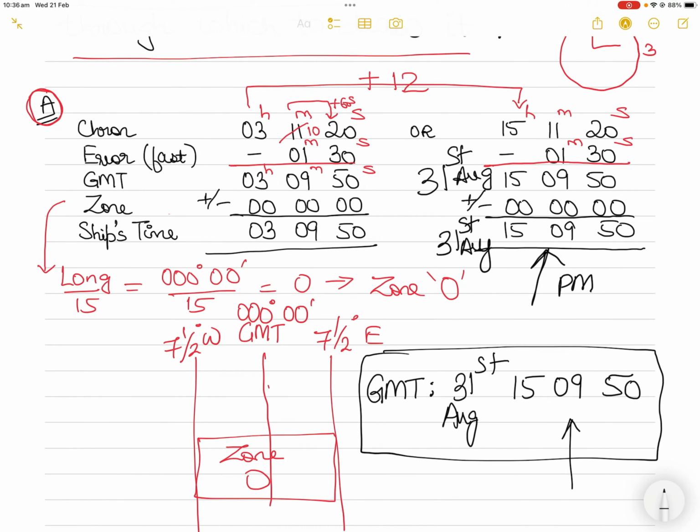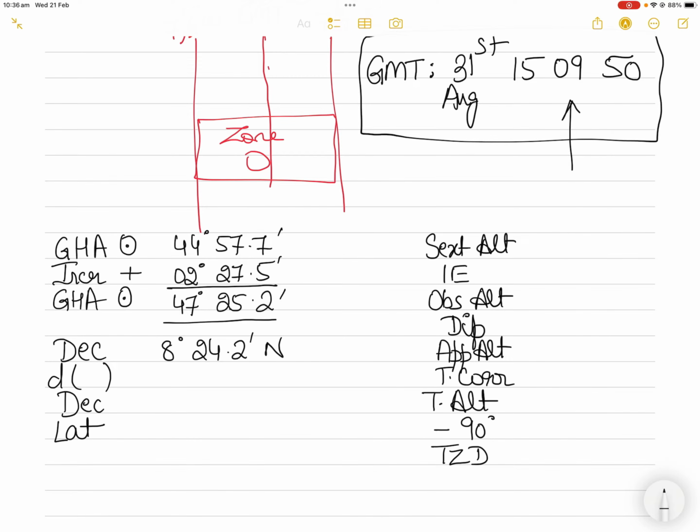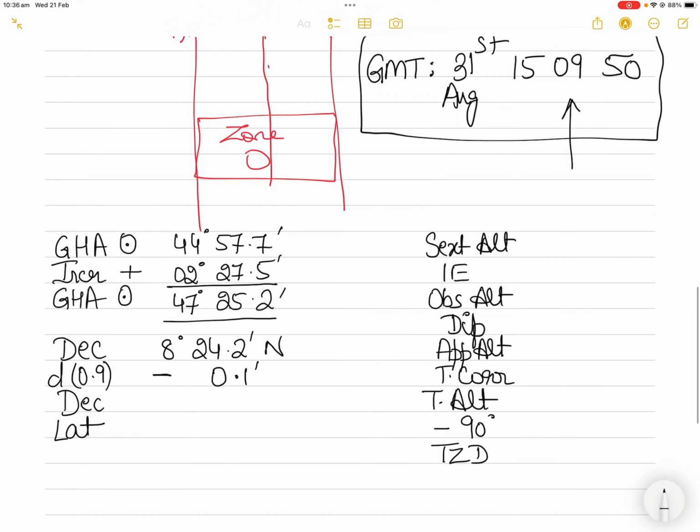All right, so I will go back to where we were writing the values here. So you can see here, GHA I will write down as 44 degrees 57.7 minutes. Increment I will write down as 2 degrees and 27.5 minutes. And when I add the two values, I will get 47 degrees 25.2 minutes. All right, declination also, you saw how I found that out, 8 degrees 24.2 minutes north. Then the D value was 0.9, and because the declination was decreasing to the next hour, I will put a negative sign here. The correction value was only 0.1 minute, and the declination corrected is 8 degrees 24.1 minutes north.